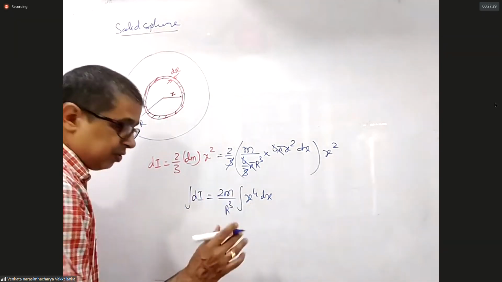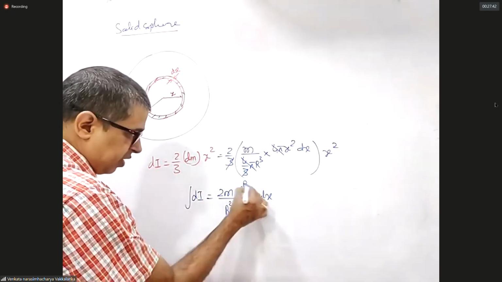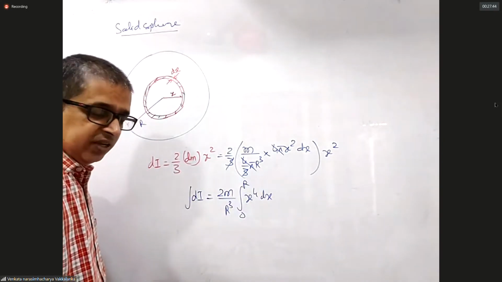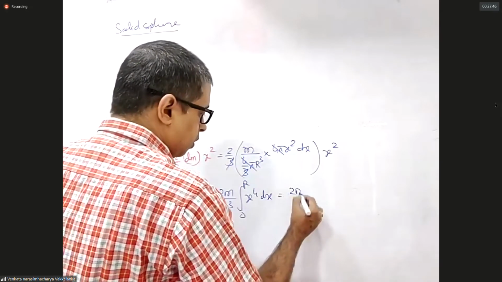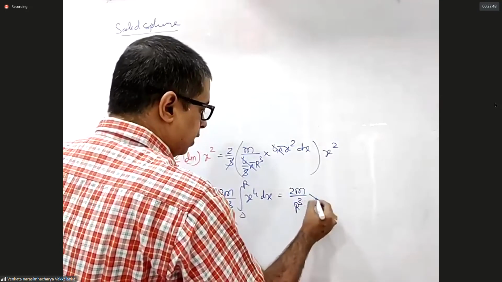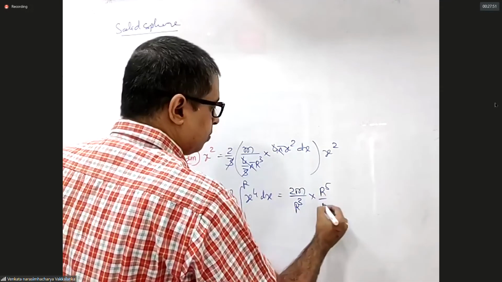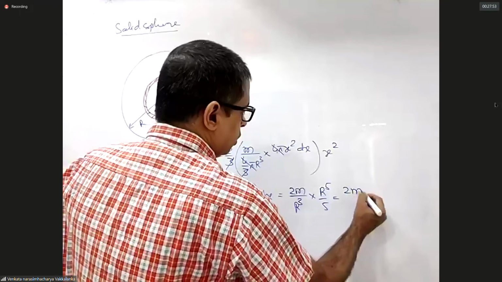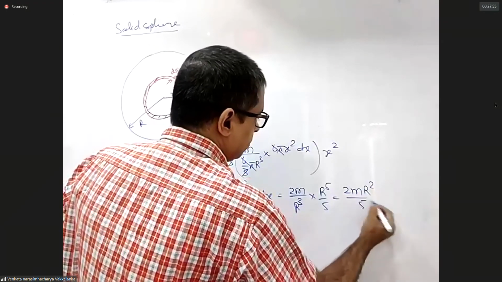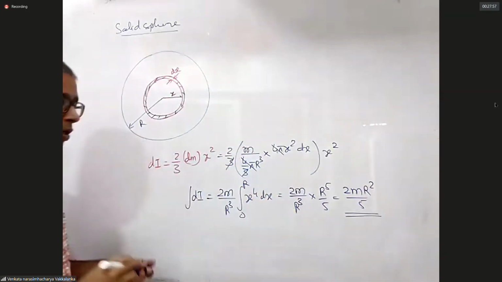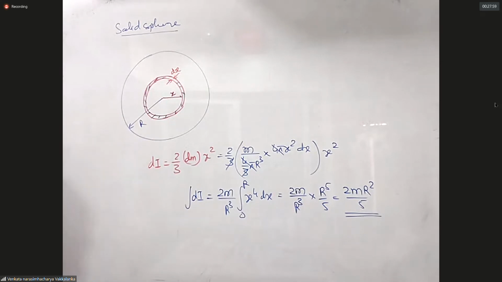In just two steps the answer came. Least value of x is 0. Maximum value of x is r. 2m by r cube into r to the power 5 by 5, which is 2mr square by 5, 2 by 5 mr square. Is it a standard formula? Yes. Moment of inertia of a solid sphere, 2 by 5 mr square, must be remembered.